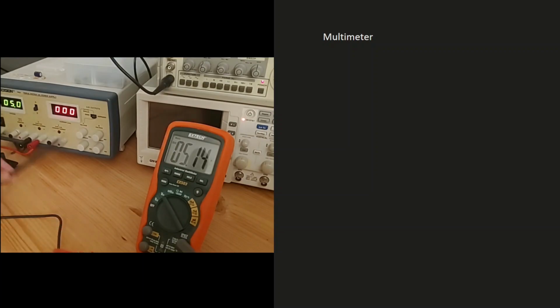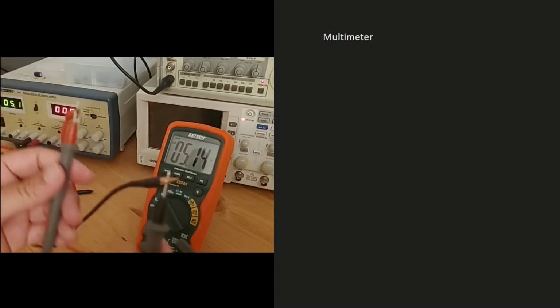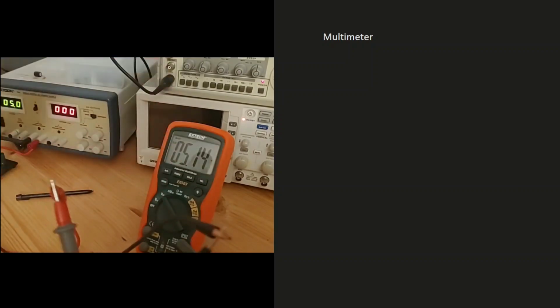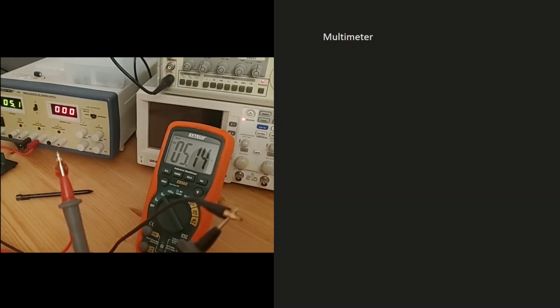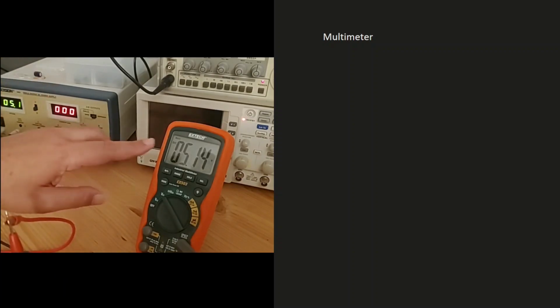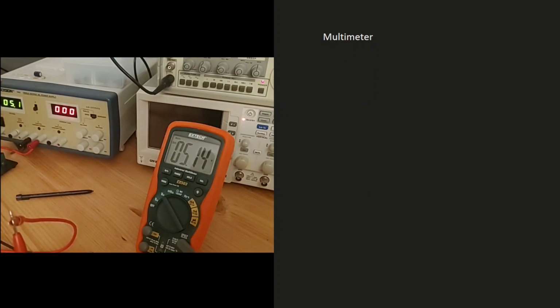Now, because my power supply is open circuited, as you can see here, there is nothing between the red and the black. So the resistance between these 2 points is infinite. So therefore, there is 0 current flowing. And therefore, on my display over here, I have 0 current. But the important point that we are discussing right now is that the voltage from the supply is 5.1, and the meter shows me 5.14. So they agree pretty well.